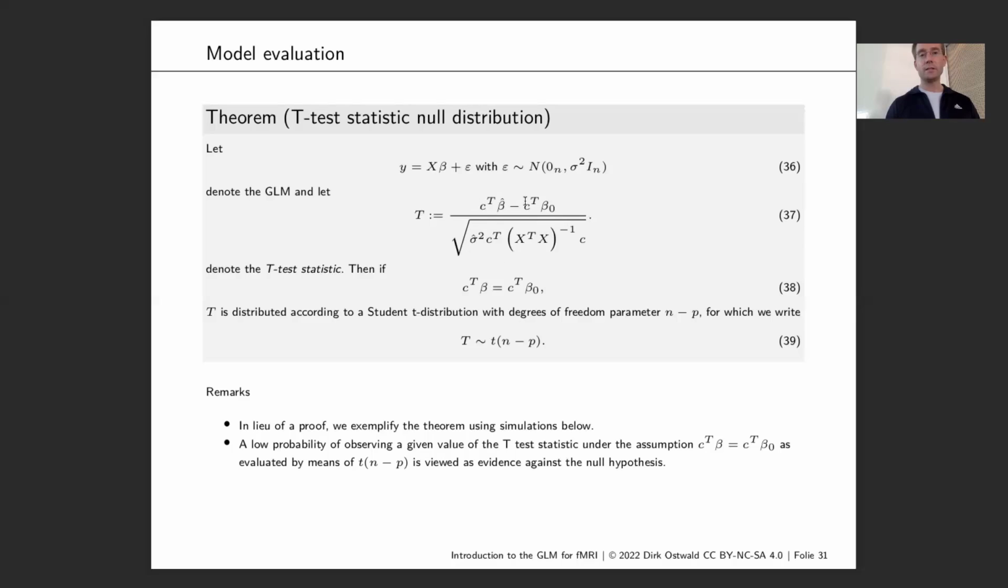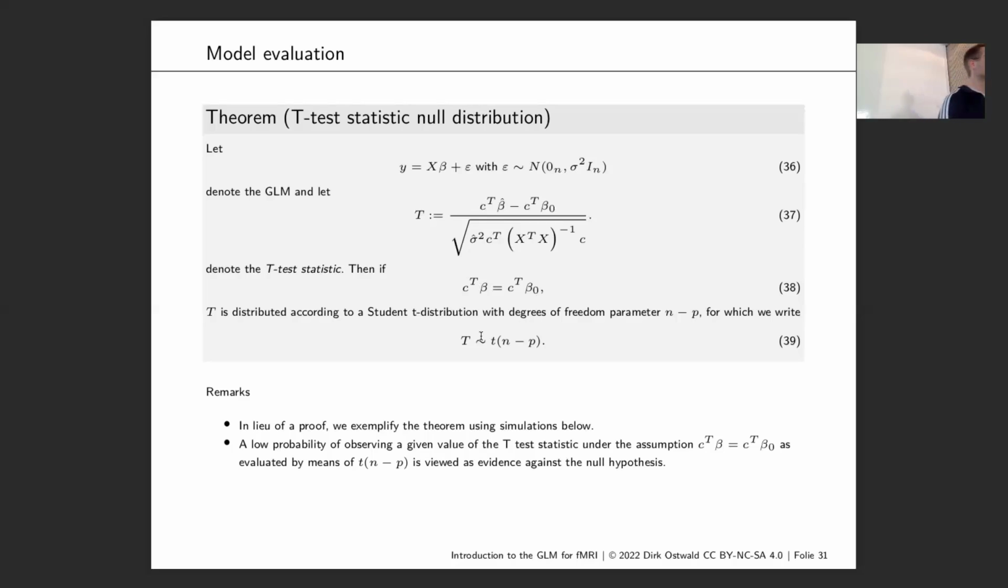If you consider this t-test statistic, and if your hypothesis parameter beta 0 is the same as your true but unknown beta parameter, then the contrast of your hypothesis parameter and the contrast of your true but unknown beta parameter are the same, and this t statistic is distributed according to a student t distribution with n minus p degrees of freedom. In this case, it's t distributed.